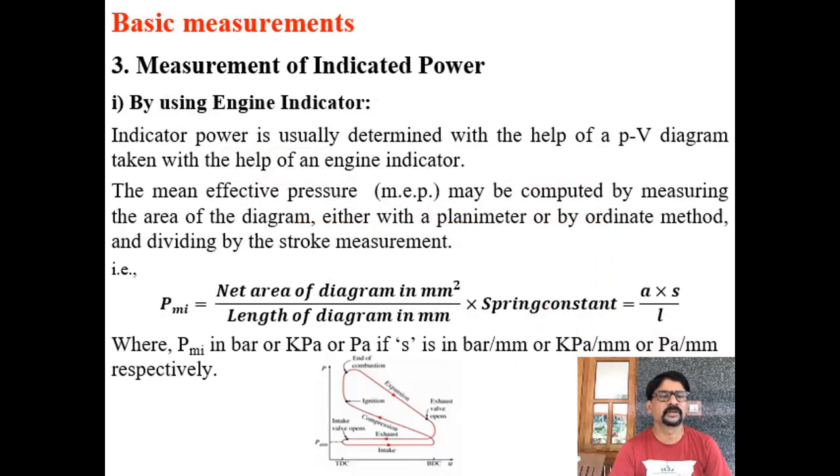Next is the measurement of indicated power. Now let us discuss how the indicated power can be measured by using an engine indicator. Indicated power is usually determined with the help of a PV diagram taken with an engine indicator. The indicator diagram is nothing but the actual PV diagram. The theoretical PV diagram is studied in air standard cycles for the Otto cycle, diesel cycle and the dual cycle, but there is a variation with respect to the actual PV diagram drawn using the engine indicator.